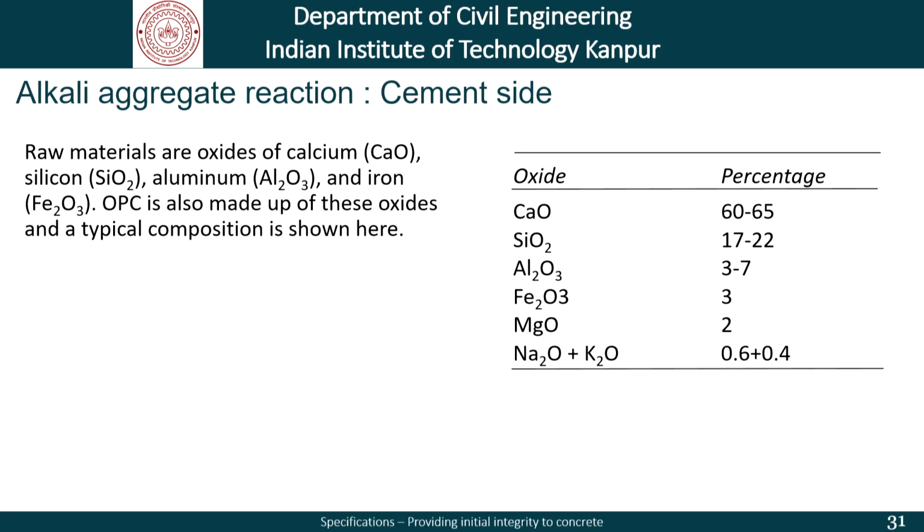Now, coming to the cement side of the equation. Cement comprises oxides of calcium, silicon, aluminum and iron, and therefore, OPC, that is ordinary Portland cement, is also made up of compounds of these oxides, and the chemical composition of the cement is given in terms of these oxides, and a typical percentage is shown here. Now, what is relevant from the alkali aggregate reaction point of view is this row here. That is the one that is alkali.